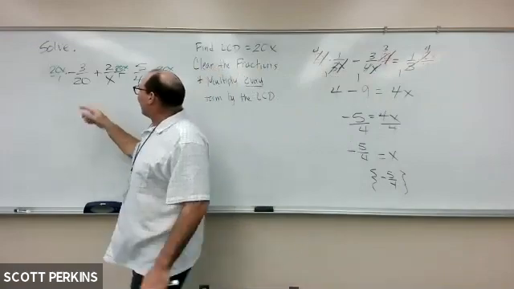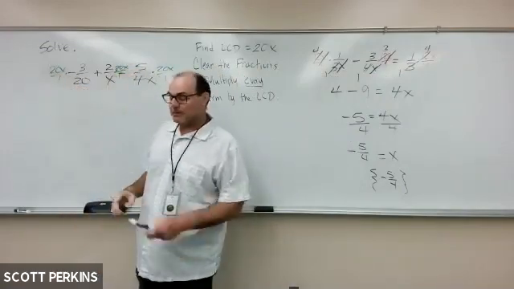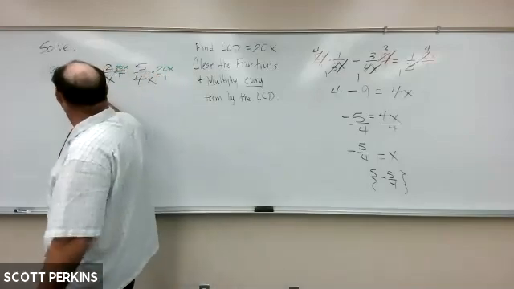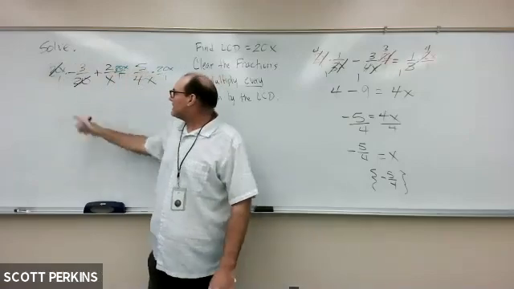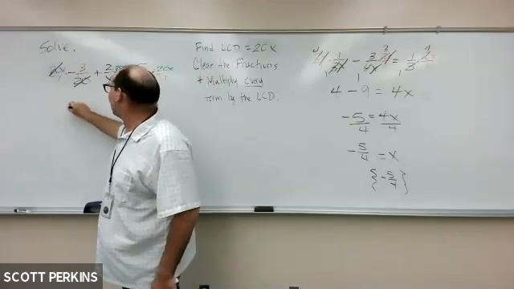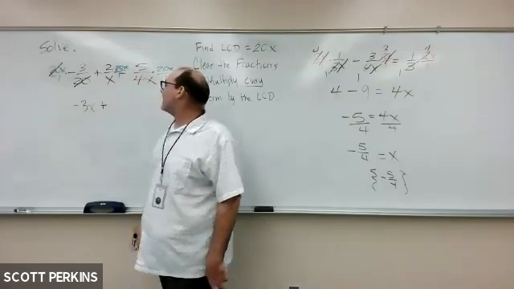So first fraction, I've got negative 3 over 20 times 20x. What cancels? The 20. It's staring you right in the face. Yes, 20 and 20. Leaves negative 3 times x, so that is negative 3x. Plus the next one.